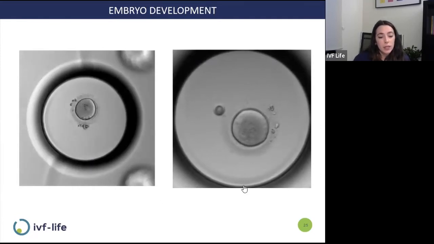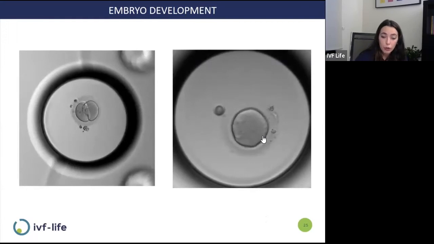So this will be the beginning of day 1 of embryo development. We can see 2 dots in these embryos. Those will be the pronuclei. And if we have 2 of them, that means that the egg has been correctly fertilized.